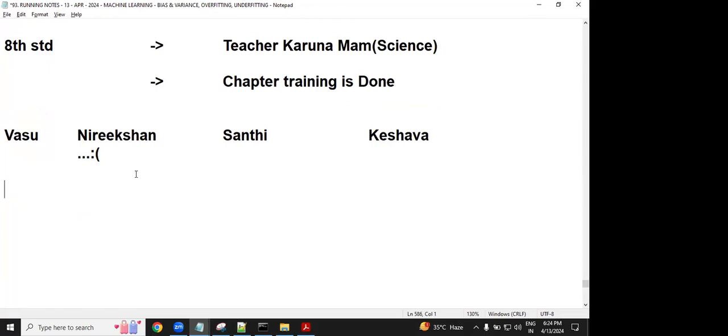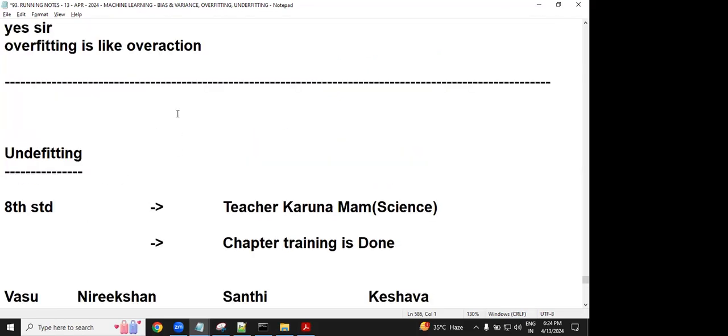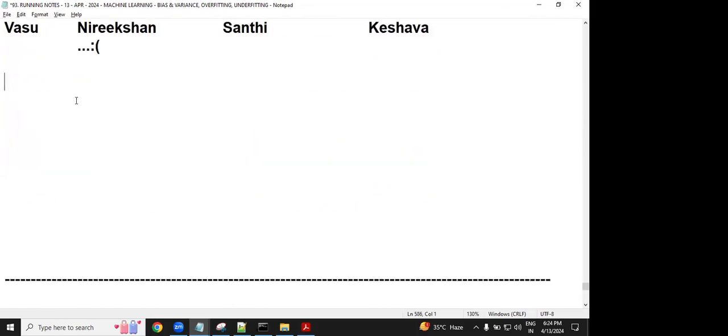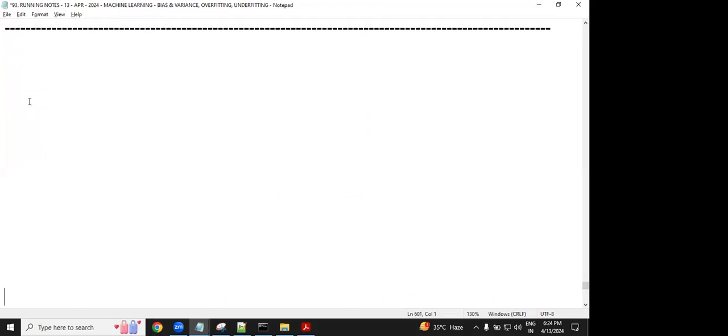During training, the model is failing, and testing also. Exactly. This is called underfitting. Come on, let me give a nice explanation for you. Now keep in mind, let me take an ML algorithm.